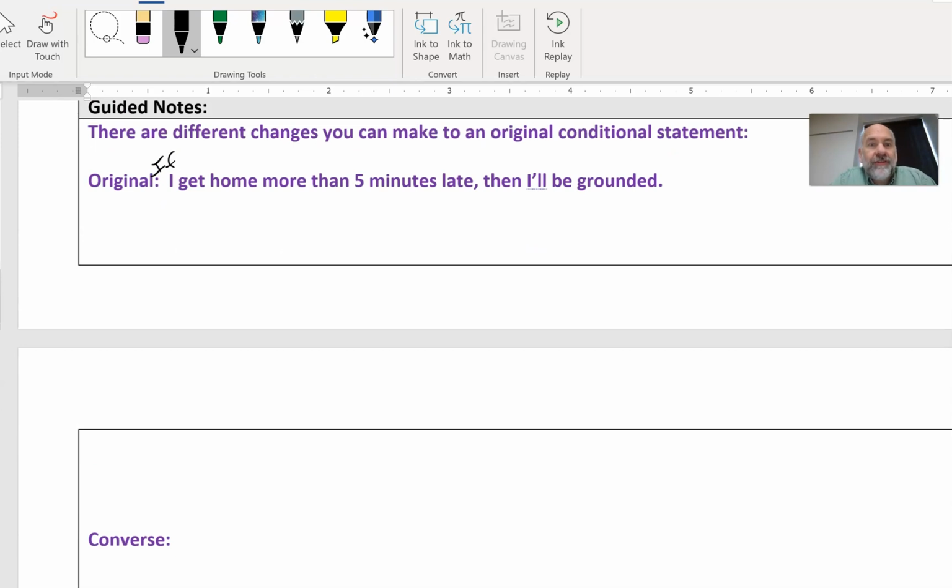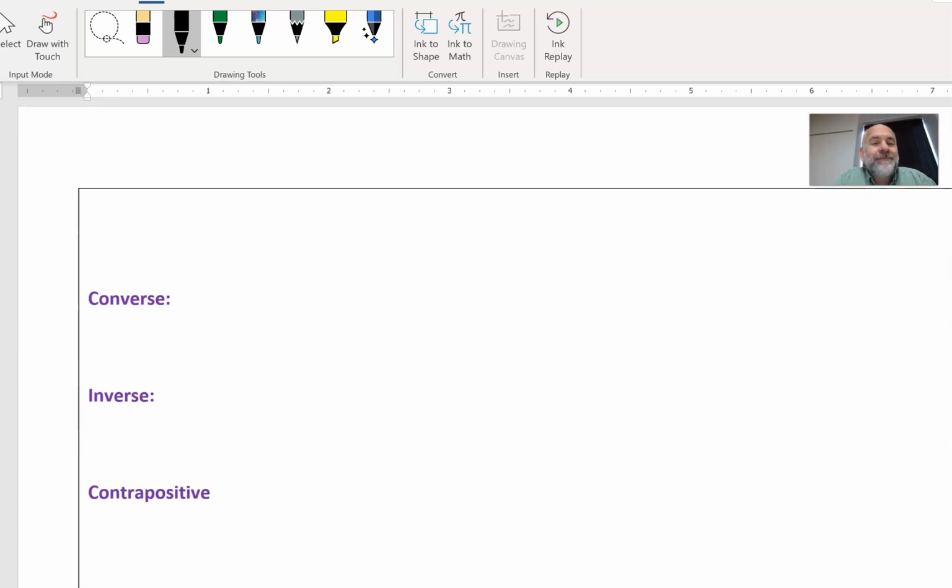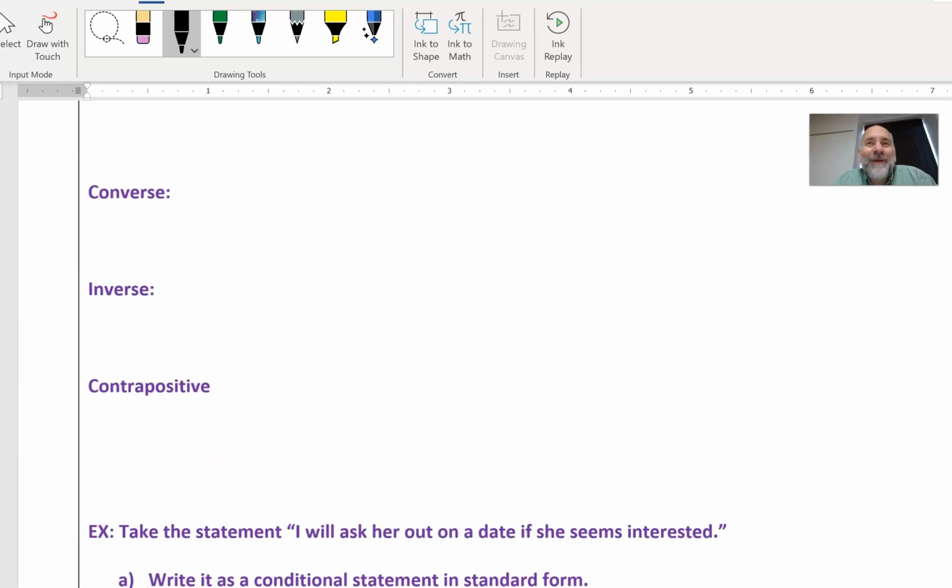That's standard conditional statement form. If something, then something. This was actually the rule at my stepmom's house in high school. We can discuss that another time. So now we've got the converse, inverse, contrapositive.